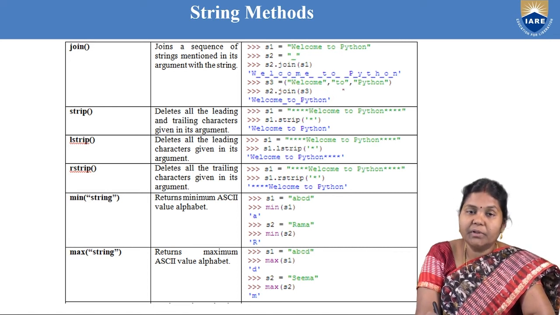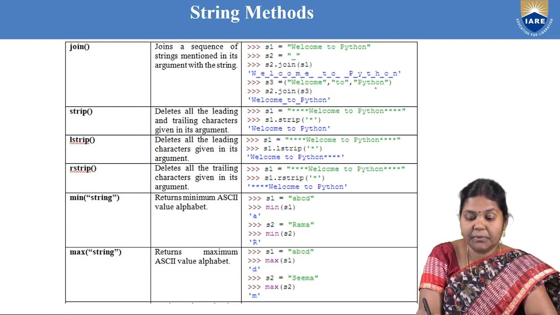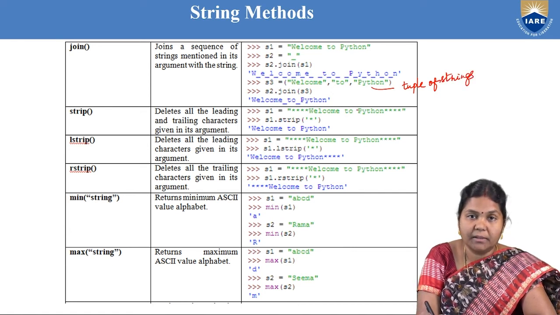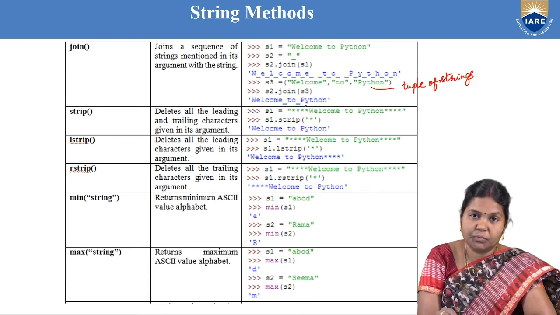Similarly, join can be used with a tuple of strings also. In the second example, a tuple of strings is used, where three different strings are given: welcome, to, and Python. Now, if you write S2.join(S3), what will happen? S2 is nothing but an underscore, and joined with S3, all these three different strings are joined with underscores. This is the way join is used.